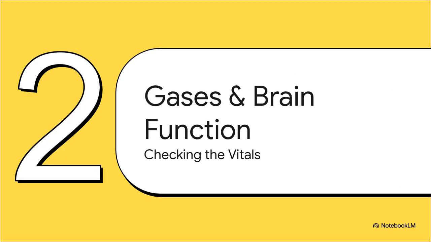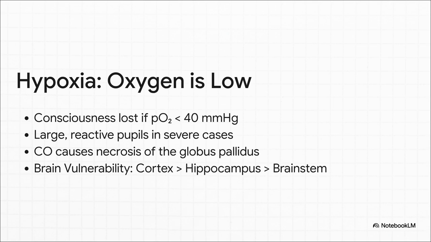All right, let's say glucose checks out. What's next on our list? Well, we go back to the absolute basics of life: gases. Is the brain getting the oxygen it needs to function? And is it getting rid of the waste product, carbon dioxide? So, with hypoxia, you generally lose consciousness when the partial pressure of oxygen falls below 40.